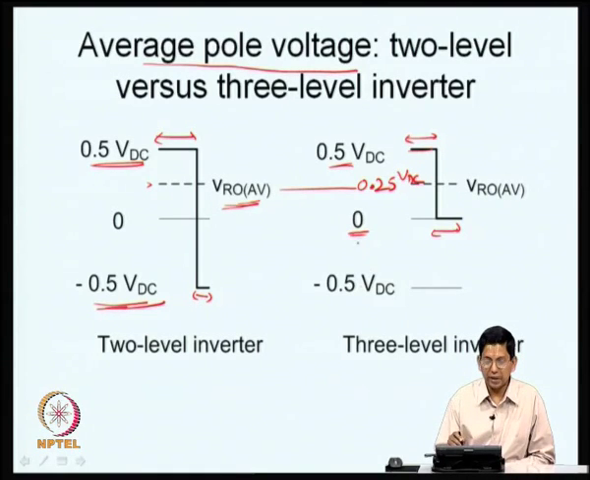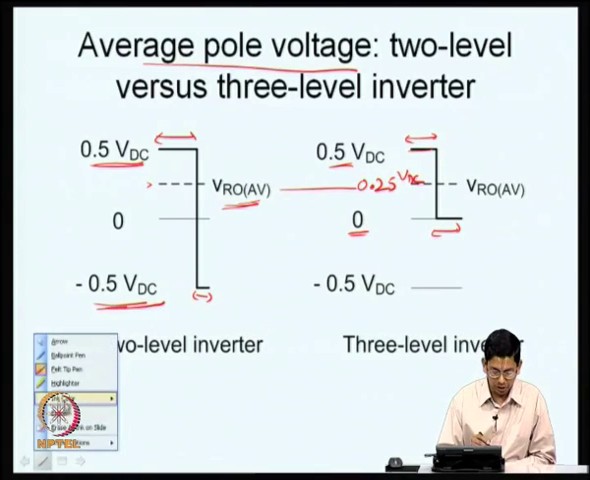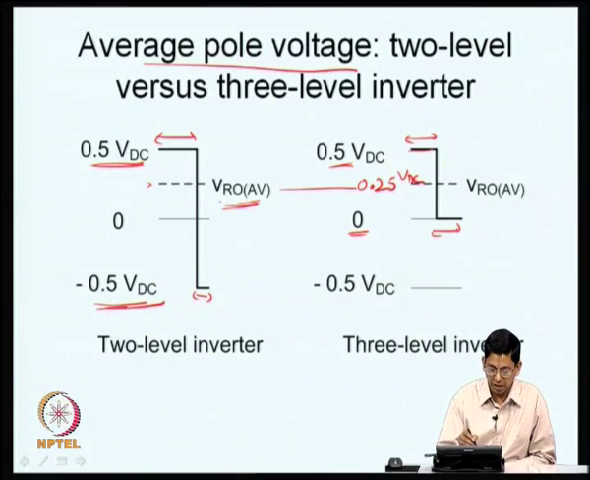So, what is the worst case error between the applied voltage and the desired voltage, which is the average voltage? In this case, the worst case error is here. Whereas in the case of a 2 level inverter it is much lower. This is the worst case variation, and this is also the same as that.